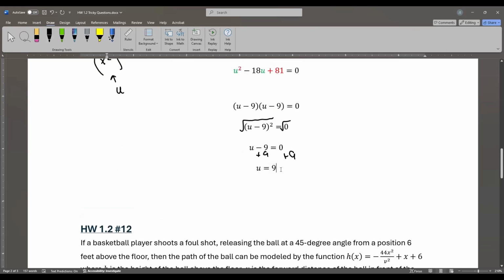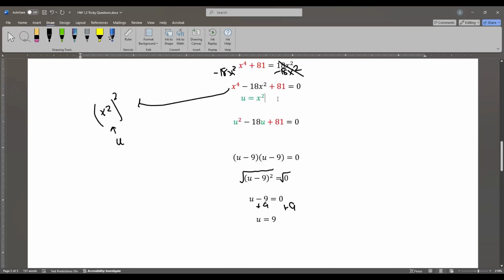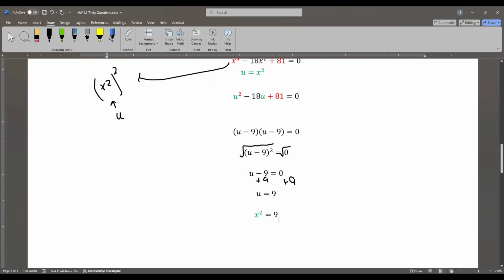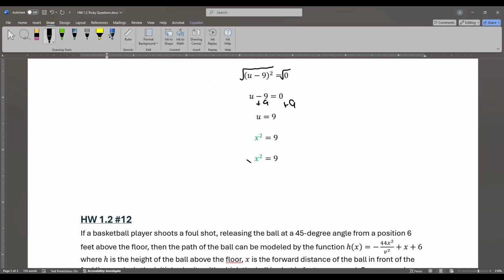So I found an answer for u. But remember, I just invented u. U was not in the question anywhere, so that has no meaning for the answer to the question right now. So what I'm going to do is go backwards to x's. U is equal to x squared. So instead of u equals 9, what this really means is I have x squared equals 9. I'm using this substitution to go backwards the way I came. Now I can solve this for x. So similar deal before, to get rid of the square, I need to do the square root.